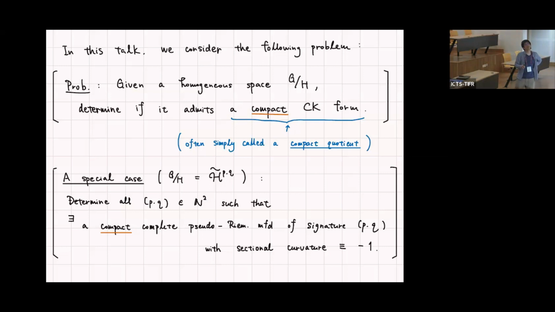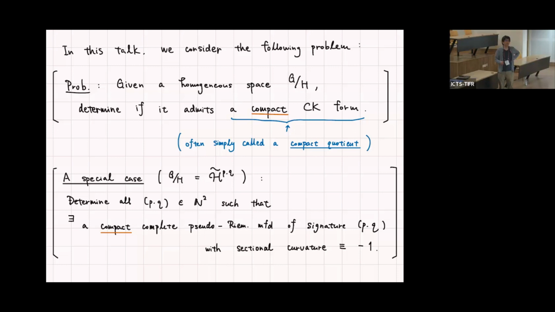Okay, and in this talk, I would like to consider the following problem, which was already mentioned in Professor Kobayashi's talk. Given the homogeneous space G mod H, determine if it admits a compact Clifford-Klein form. Compact quotient, often it is just called a compact quotient. So it asks if you can find a manifold which locally has a very nice geometric structure, locally modeled on G mod H, and also is topologically nice in the sense that it is compact. And in general, this problem is very difficult and not solved for many cases.